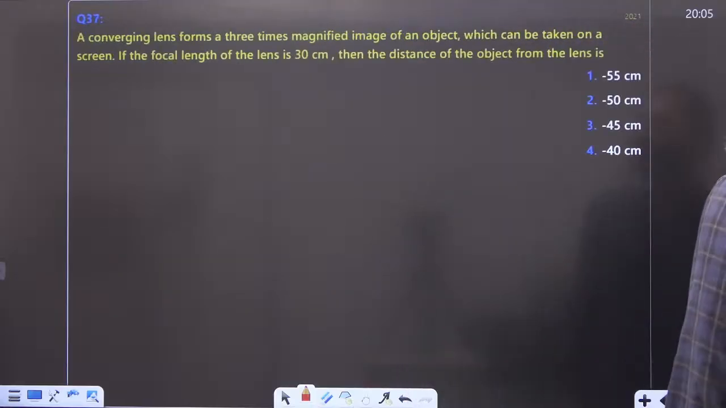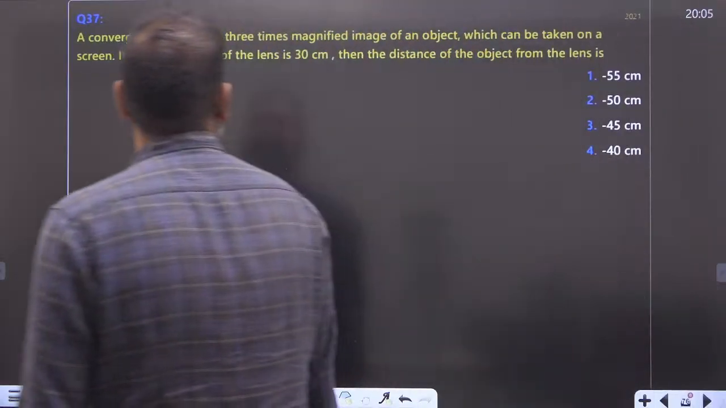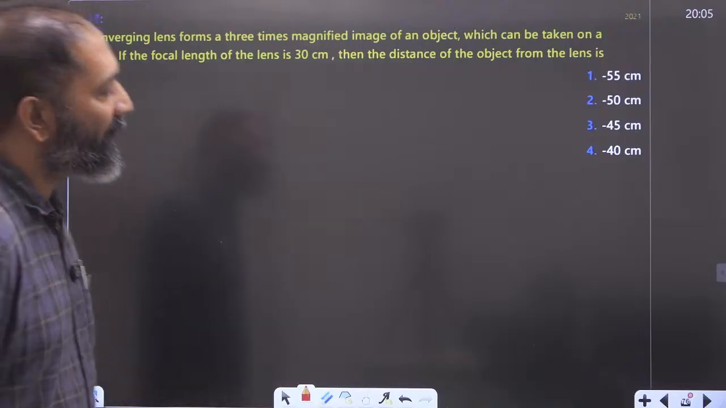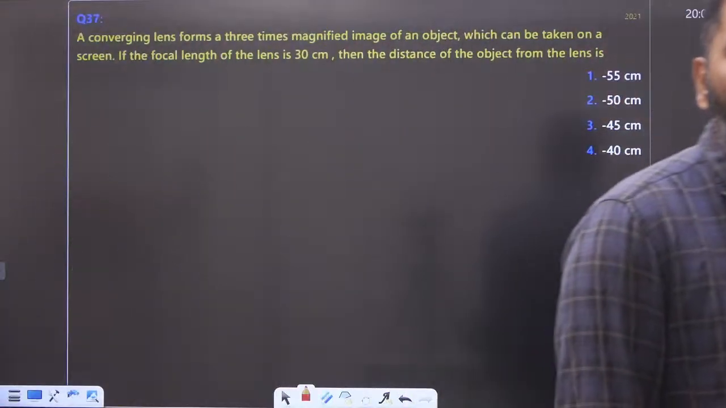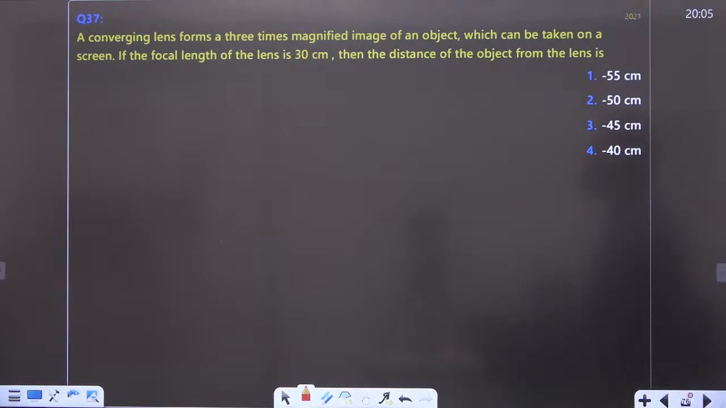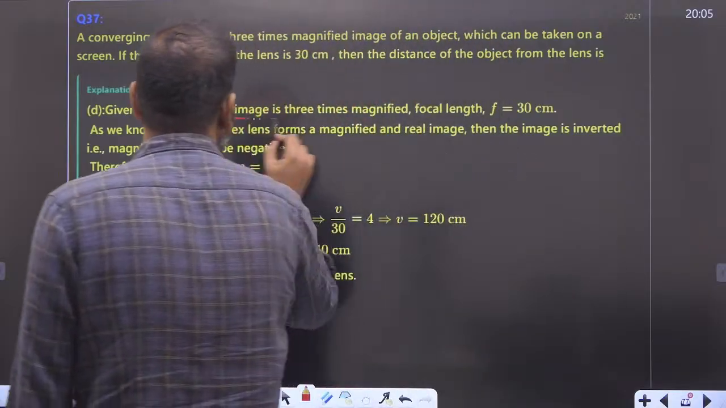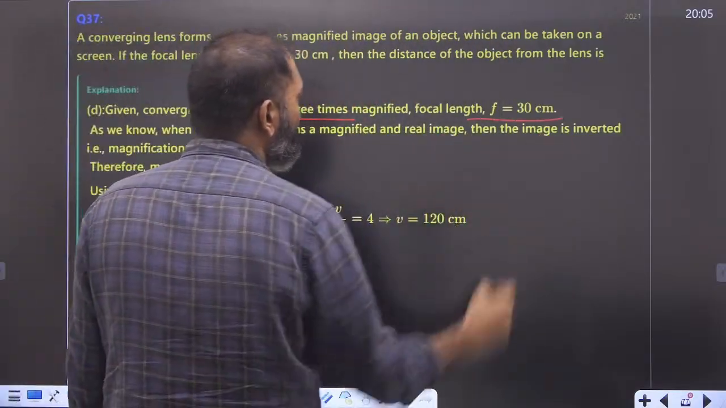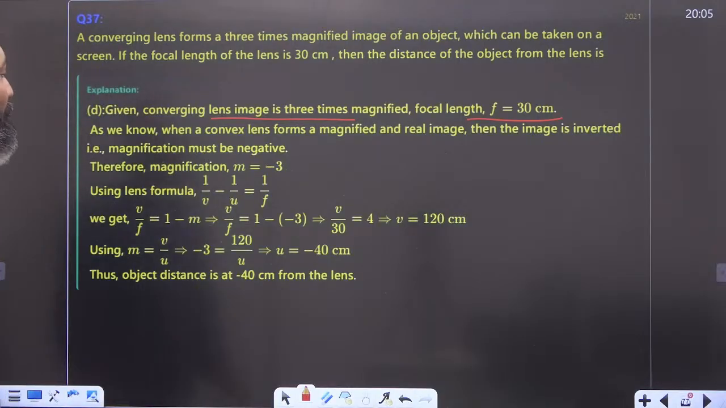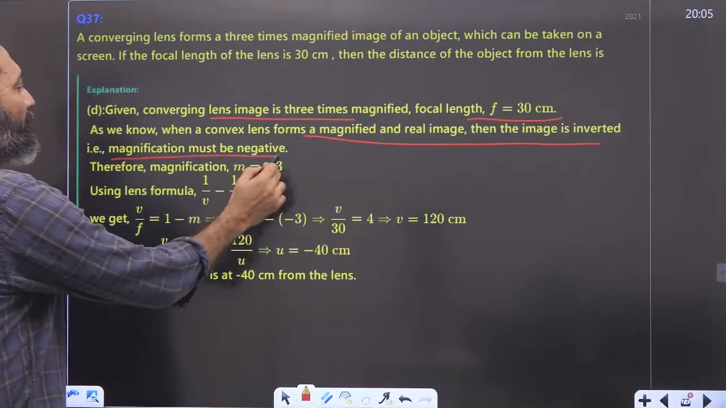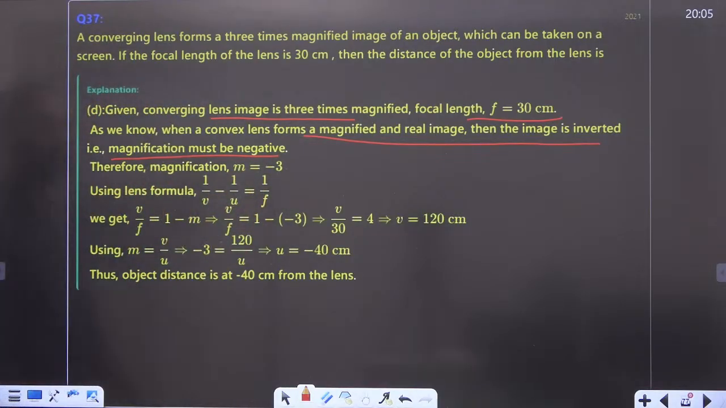Okay, let's continue. A converging lens forms 3 times magnified image of an object which can be taken on a screen. If the focal length of the lens is 30 cm, then the distance of the object from the lens is. Converging lens ആണ്. അതെന്താ? Convex lens ആണ്. Convex lens forms എന്ത് image? Real and inverted ആണ്. Okay. So given converging lens image is 3 times magnified, focal length is f equal to 30 cm. As we know, when a convex lens forms a magnified and real image, then the image is inverted. Magnification എന്തായിരിക്കണം? നെഗറ്റീവ് ആയിരിക്കണം. സോ മാഗ്നിഫിക്കേഷൻ -3 ആണ്.